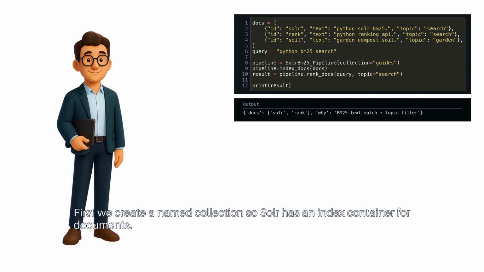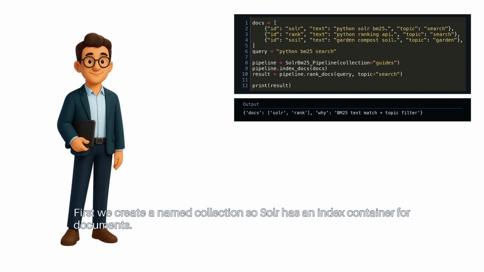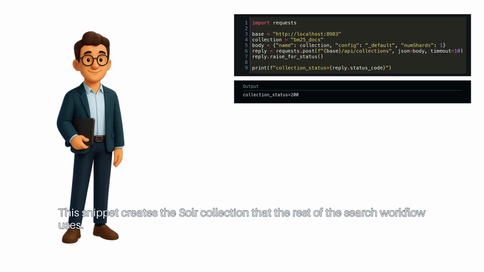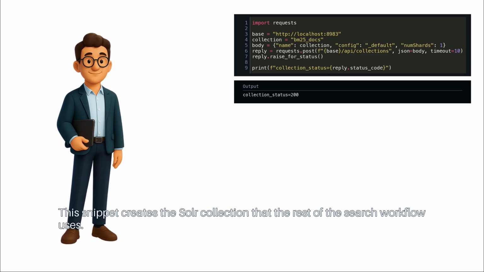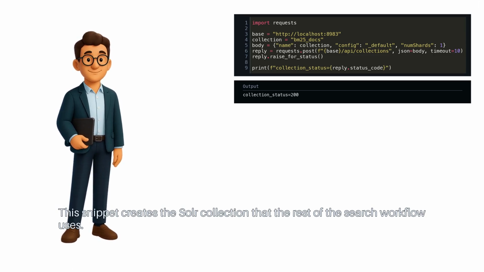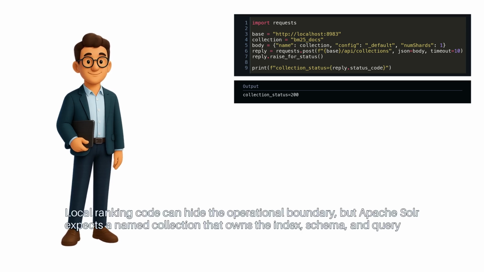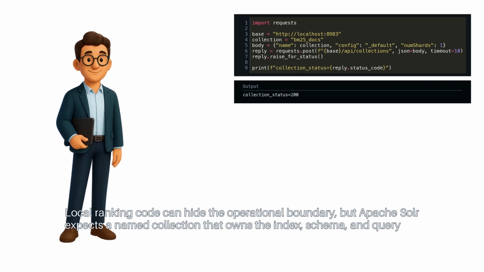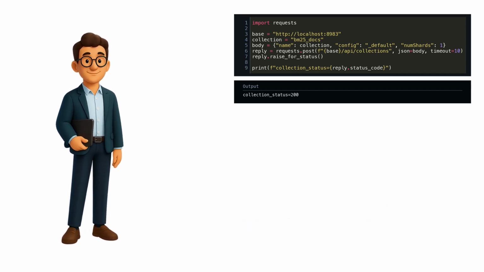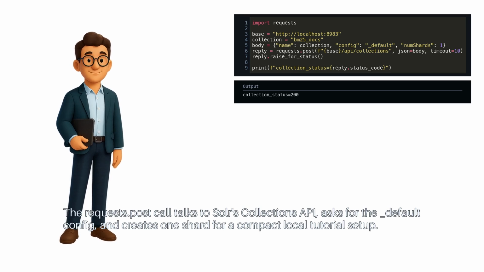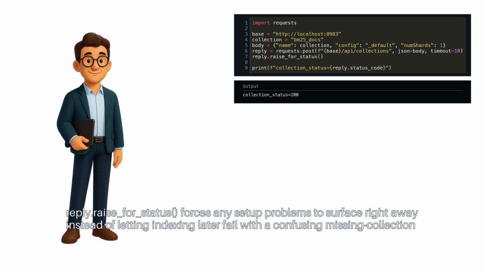Library versions and local setups can vary, so check the official docs if your setup behaves differently. First, we create a named collection, so Solr has an index container for documents. This snippet creates the Solr collection that the rest of the search workflow uses. Local ranking code can hide the operational boundary, but Apache Solr expects a named collection that owns the index, schema, and query endpoint. The requests.post call talks to Solr's collections API, asks for the underscore default config, and creates one shard for a compact local tutorial setup.